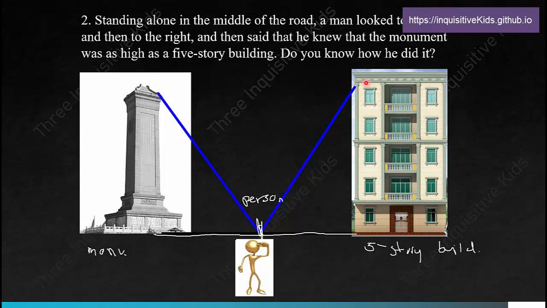So that's how, remember, he does not change the angle of his baseball cap. So that is how he finds out. The height of the monument is the same as the height of the 5-story building. And remember, this person has to stand right in the middle of these two buildings, not closer to one of them. So he has to stand right in the middle.